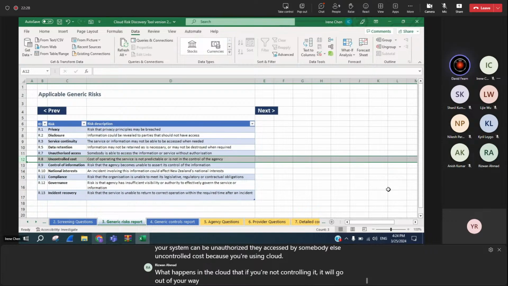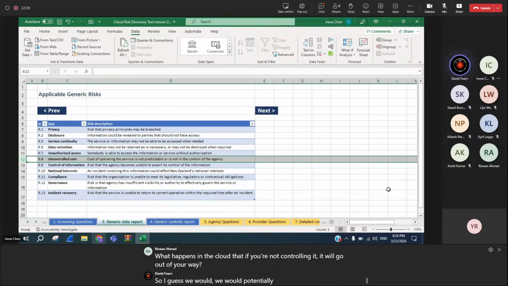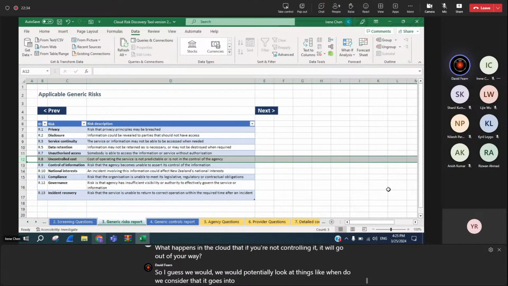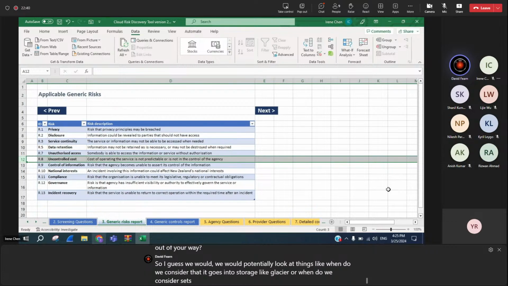So I guess we would potentially look at things like when we consider that it goes into storage like Glacier, or when we consider it sits in another product.